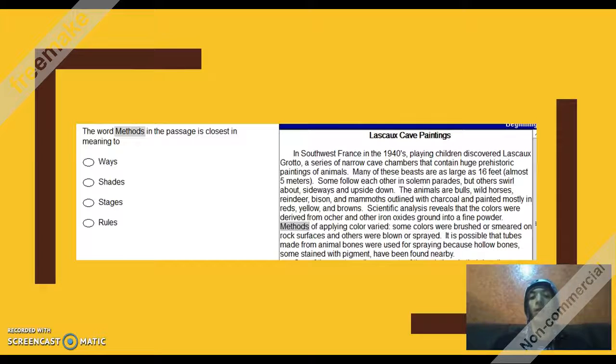Okay, for example, in this passage we have the word methods in the passage is closest in meaning to. Okay, so we are going to look for the meaning of this word. In the passage we have highlighted methods. Then we are going to read the sentence that this word is included in, and then we are going to differentiate what is the meaning of that word between those multiple choice.